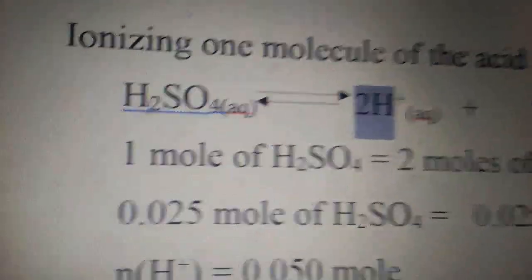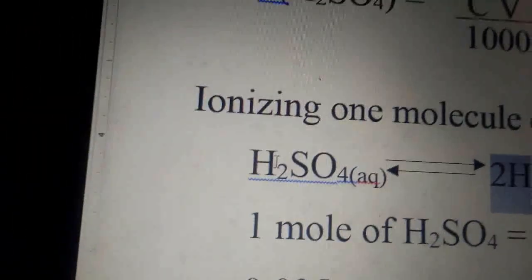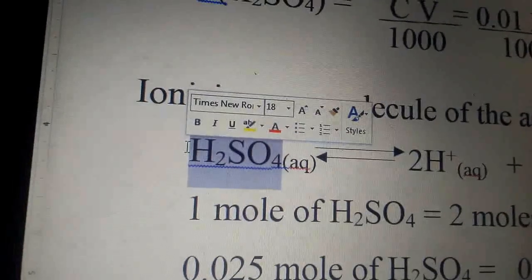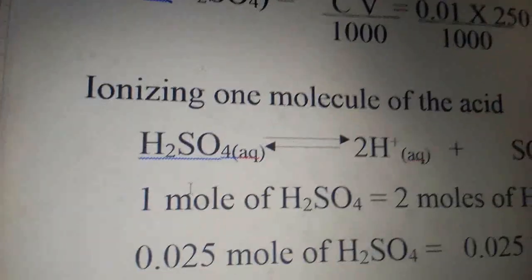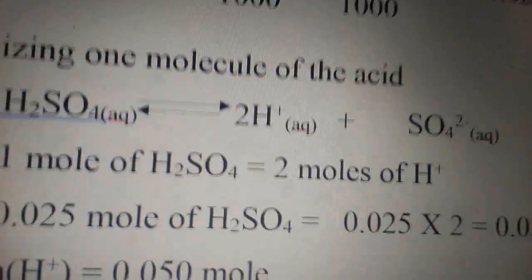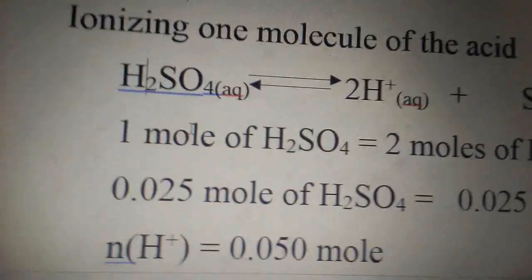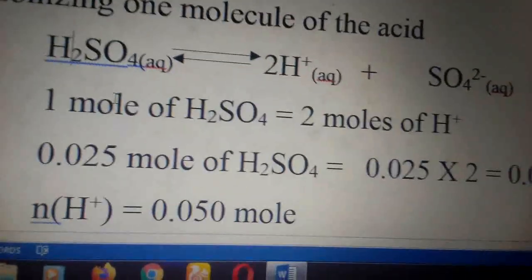We'll now start from the equation. In the equation, we have the number of moles of H2SO4 as the number in front, the coefficient. So the number of moles of H2SO4 is 1. When I say 1 mole of H2SO4 produces 2 moles of hydrogen ion, we don't have any business with SO4. Our business is now the acid and what we're looking for, the hydrogen ion. So 1 mole of the acid produces 2 moles of hydrogen ion.